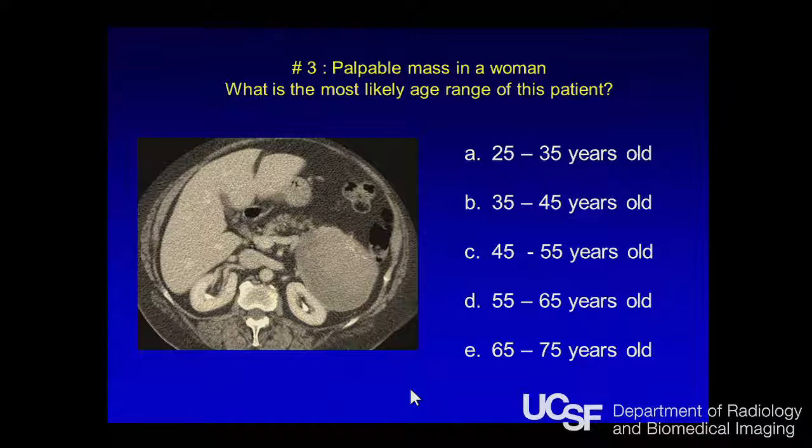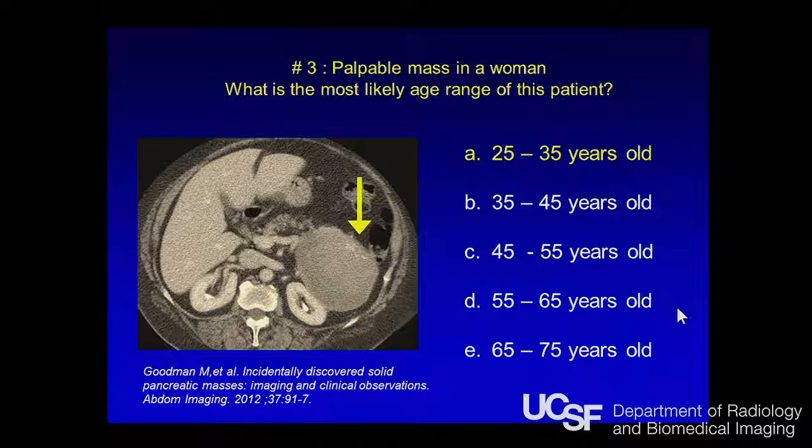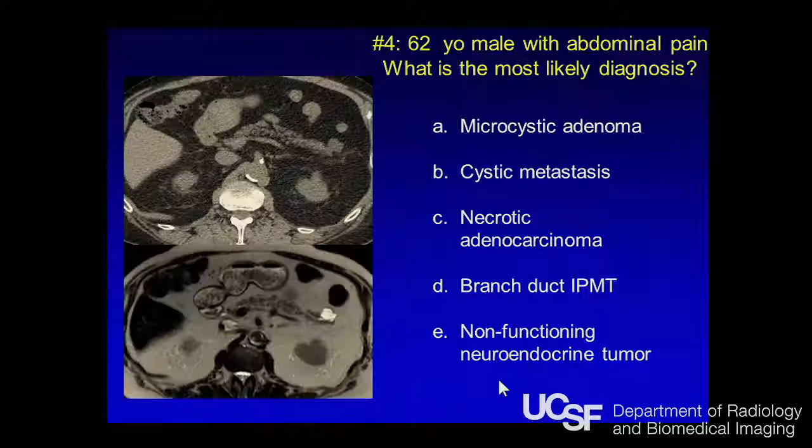What's the most likely age range? And the answer is 25 to 35 years old. So this has the characteristic appearance of the Frantz tumor, the solid pseudopapillary epithelial neoplasm. It's known as the daughter lesion.